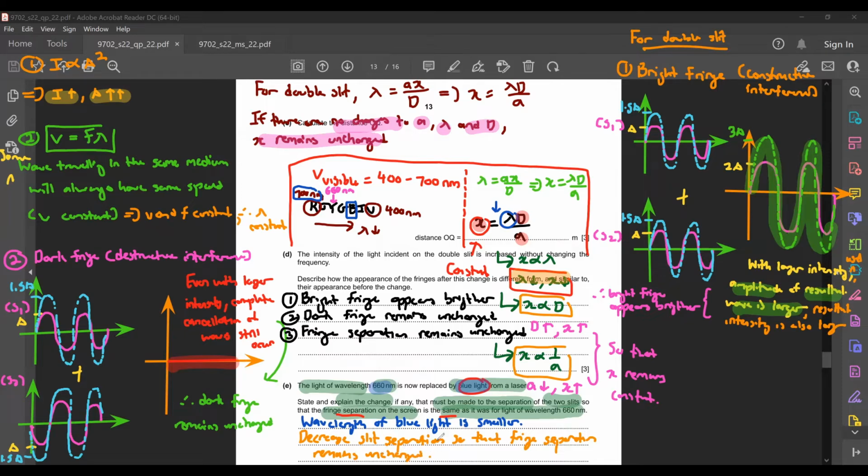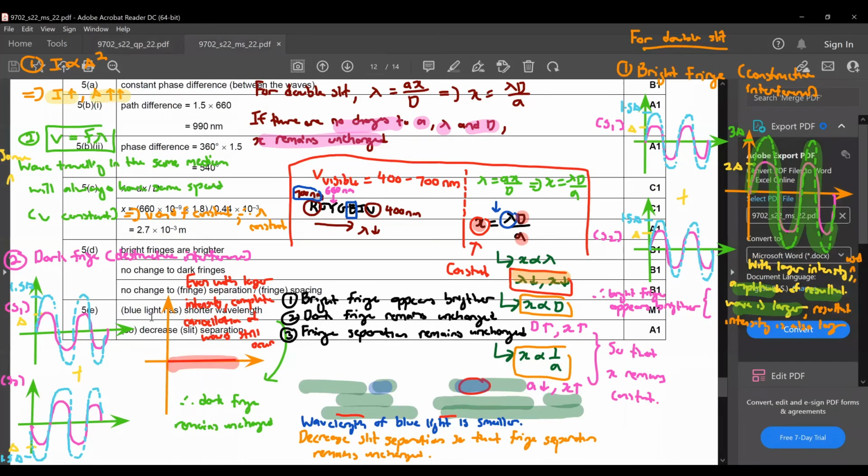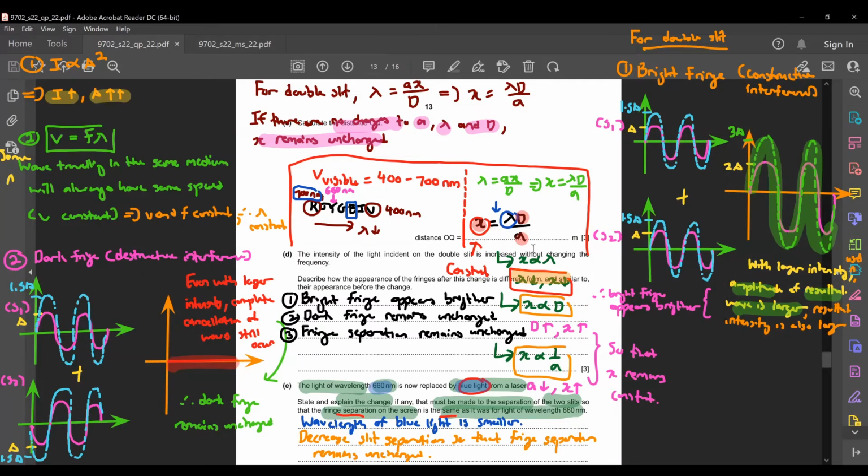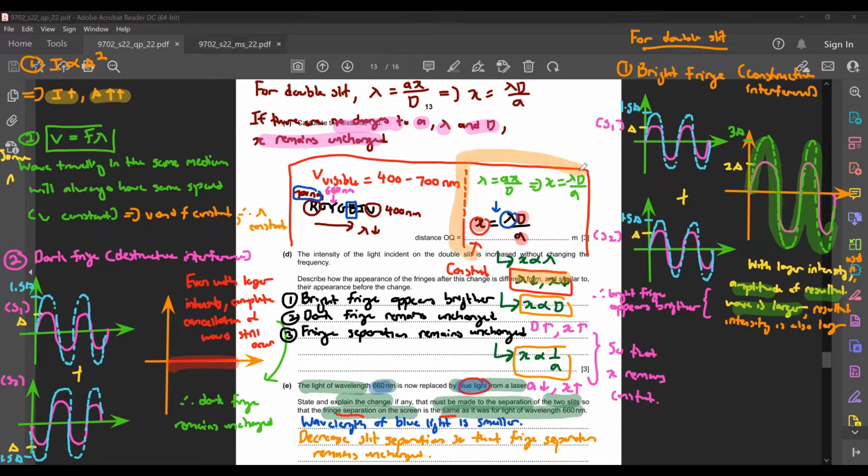Okay, you can decrease the slit separation so that the fringe separation remains unchanged. So what did the marking scheme mention? They just say shorter wavelength is for blue light, so you need to decrease the slit separation. But they didn't really mention why. So to really see why, you probably need to see it in this manner here.